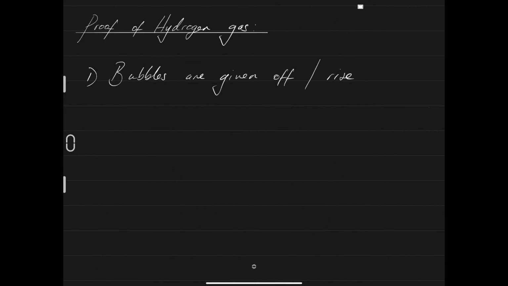It's not conclusive proof that it's hydrogen. You can only infer that a gas is being given off. You confirm that that gas is hydrogen by conducting a test, and that test is the lighted splint test.